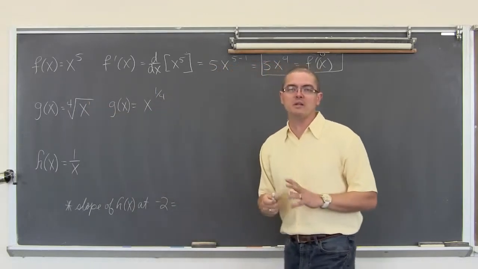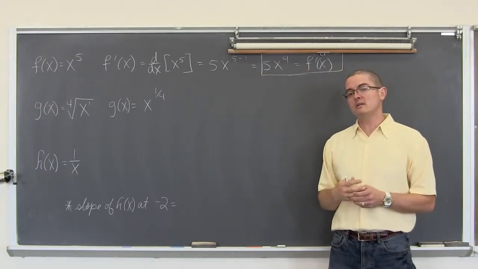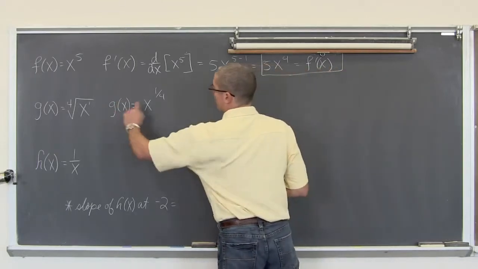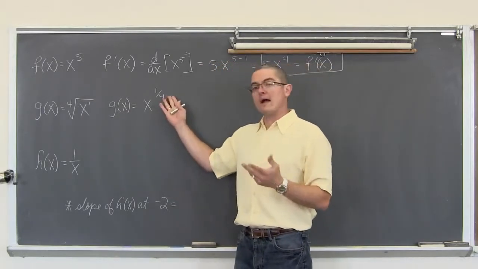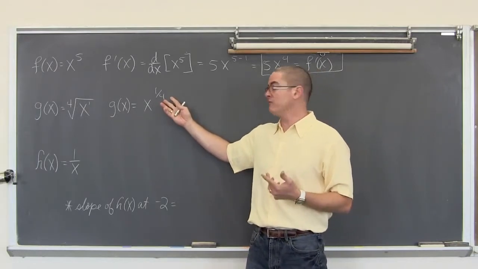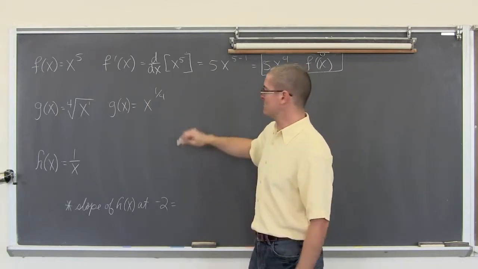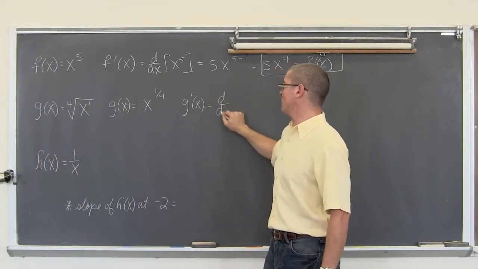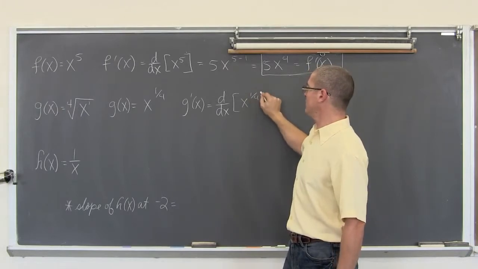You really want to have these written, you want to get rid of those radical notations, or at least I prefer, and write them with rational exponents. So we can see now that this problem is really the same as the original problem, x to the 5th. It's just that I have a rational power. So I'm going to take that value of n, that 1/4, pull it down up front after I write my derivative notation. So g prime of x is equal to the derivative with respect to x of x to the 1/4 power.